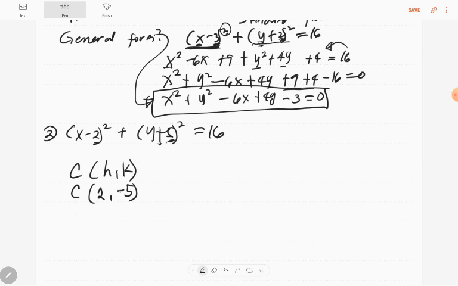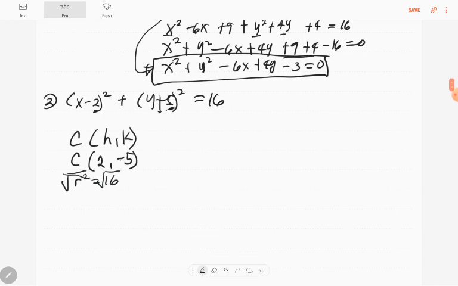Okay. Now the radius, or r squared, is equal to 16. But since you're asked to find the radius, how do we find r? We need to get the square root on both sides, right? The square root of r squared is r, and the square root of 16 is 4. But take note, when you extract the square root, it's always plus and minus. But we will only consider the positive root. Why? Because you're referring to a radius, and a radius is always positive. So this is the radius, and this is the center of your circle.